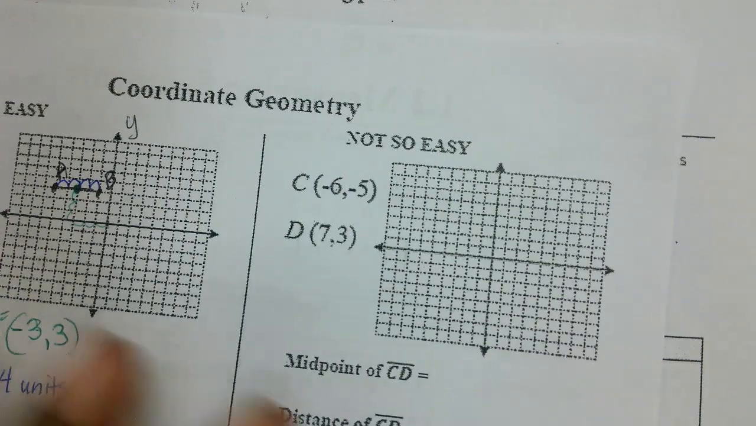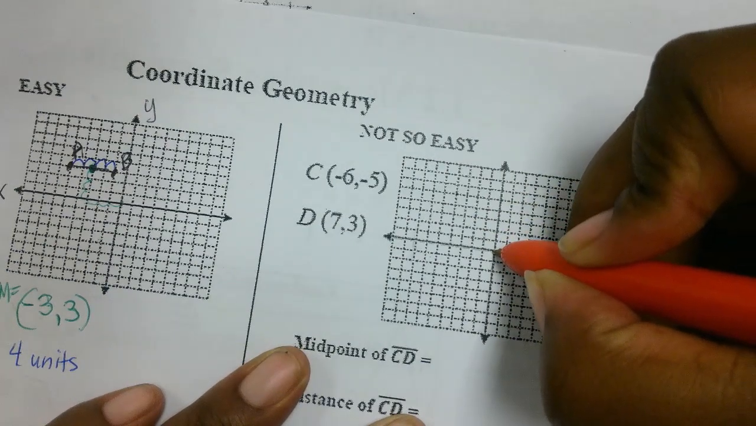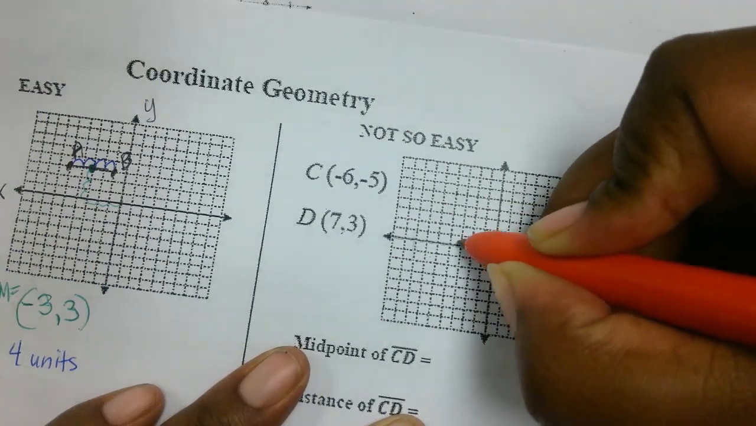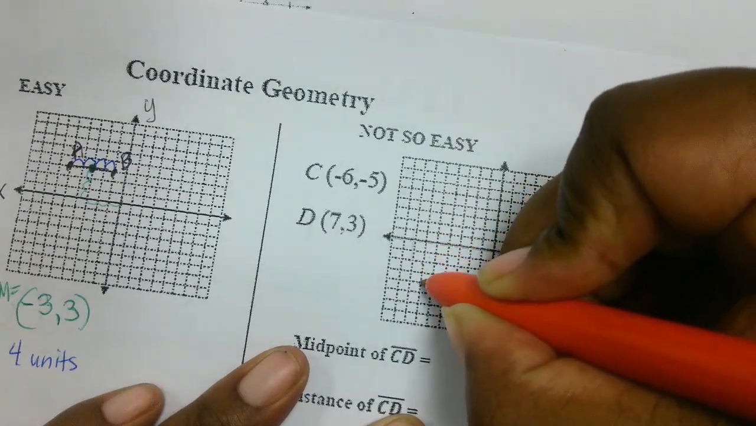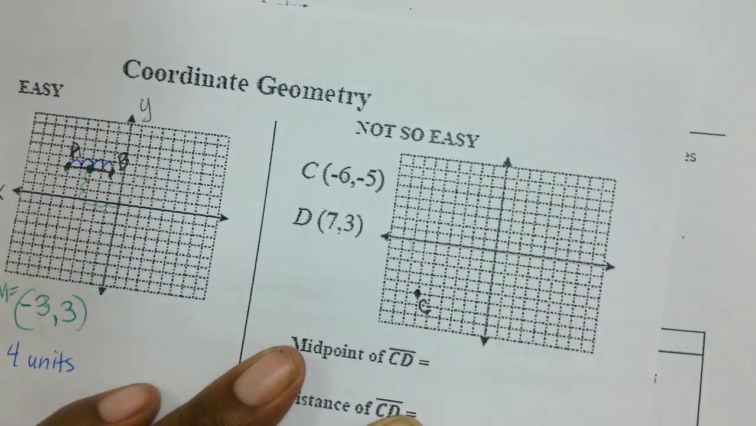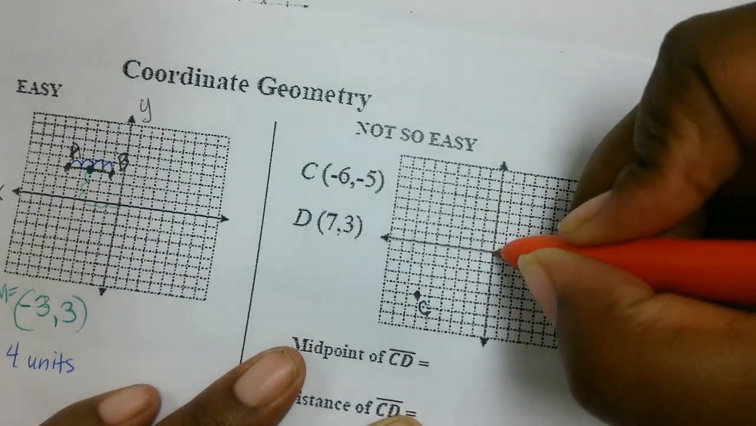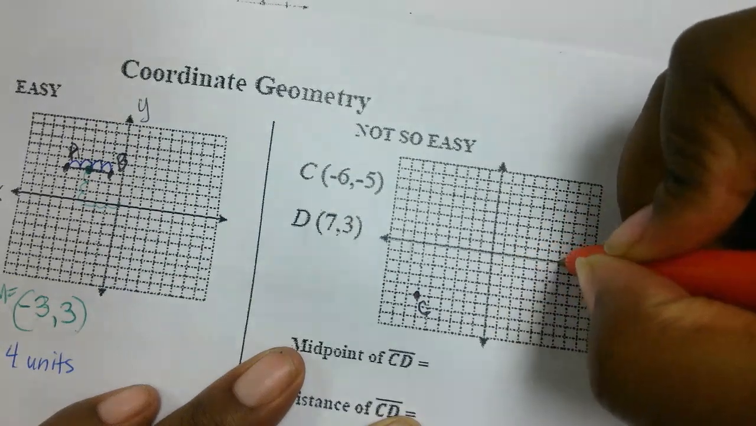So the first thing I'm going to do is plot the points they gave me. C is at negative 6, negative 5. So I go to the left 6, 1, 2, 3, 4, 5, 6, and down 5. 1, 2, 3, 4, 5. That's point C. And D is at 7, 3. So I go to the right 7. 1, 2, 3, 4, 5, 6, 7.